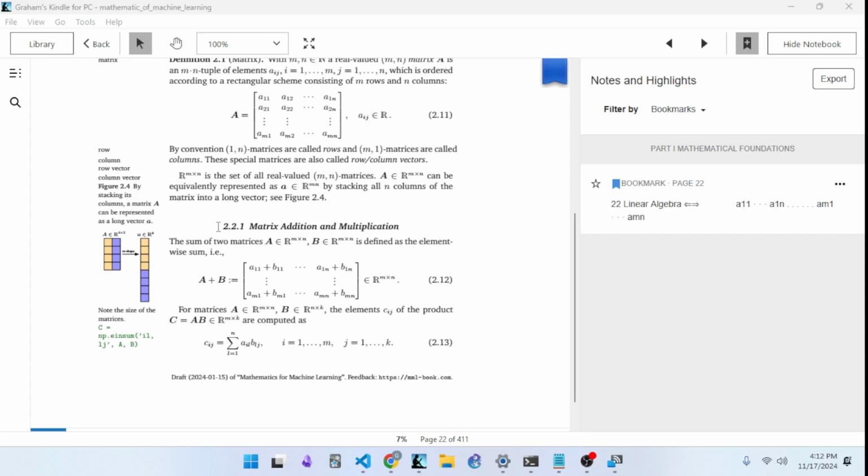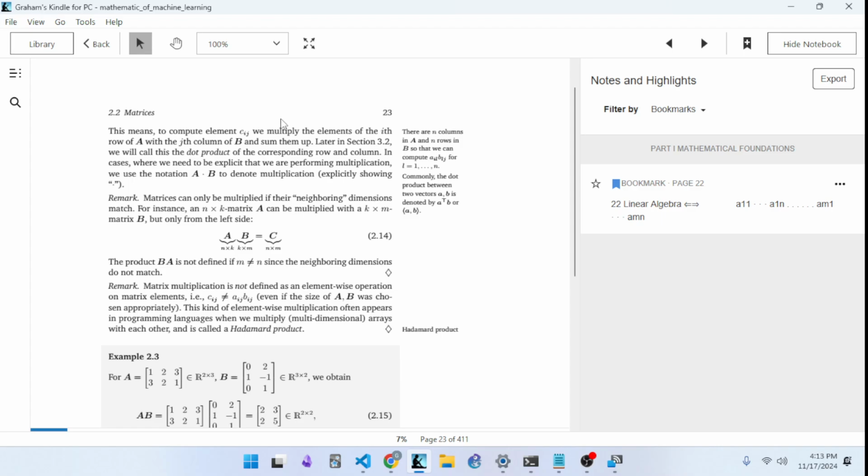All right. So moving on to 2.2.1, matrix addition and multiplication. The sum of two matrices is defined as the element-wise sum. For example, for matrices, the elements of the product are computed as this.